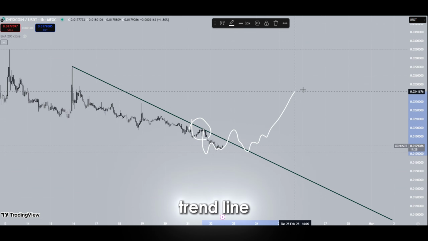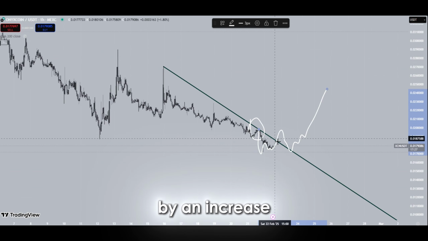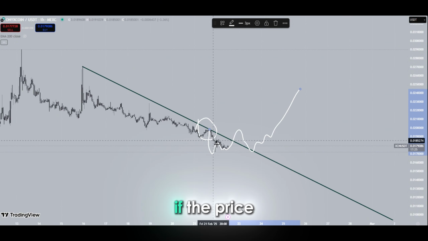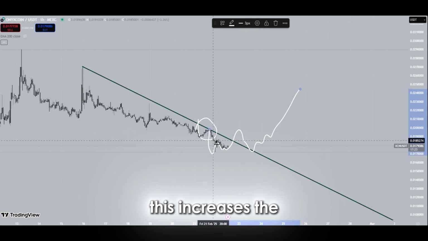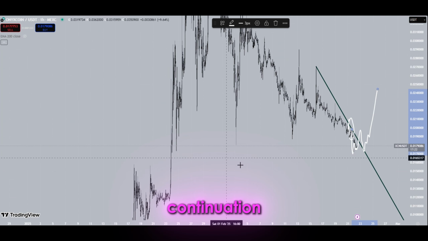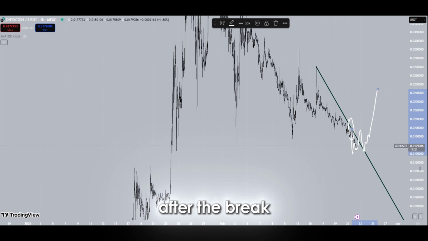Breaking the falling trend line is usually accompanied by an increase in volume. If the price breaks the falling trend line with a strong candle and high volume, this increases the probability of a bullish continuation, and it is healthy to retest after the break.